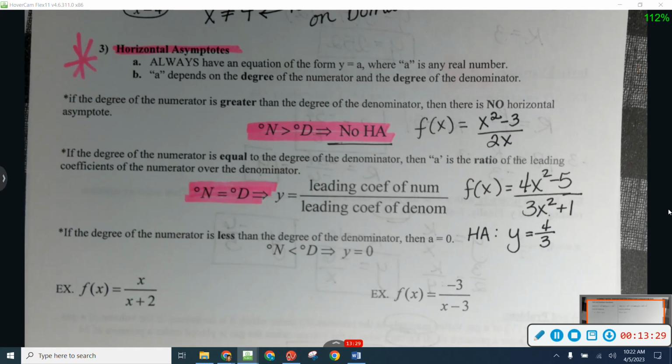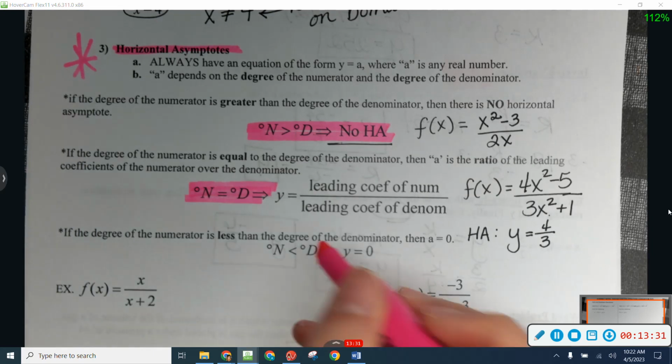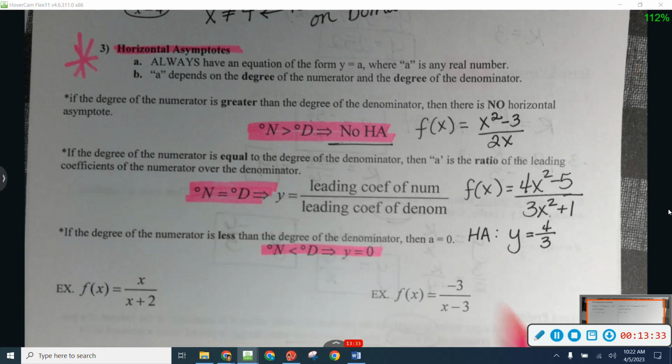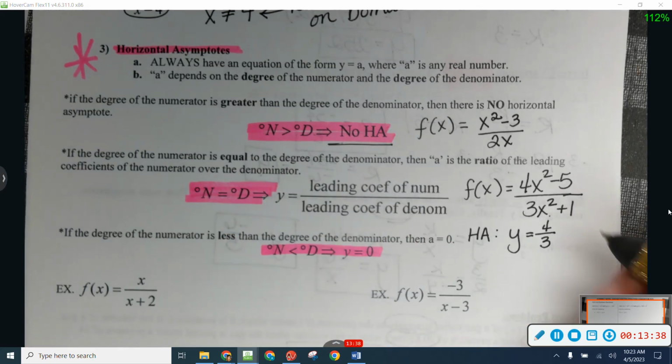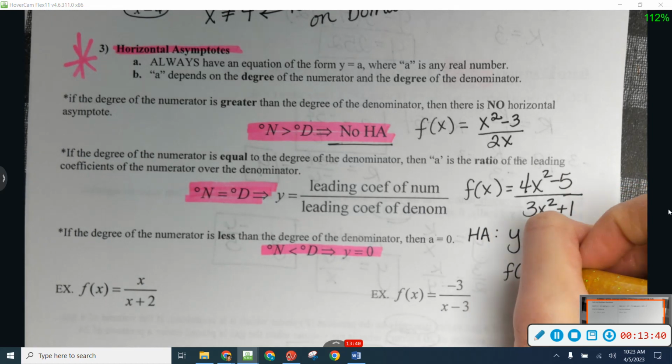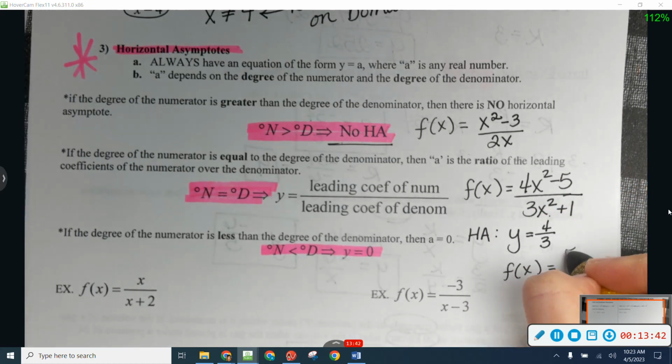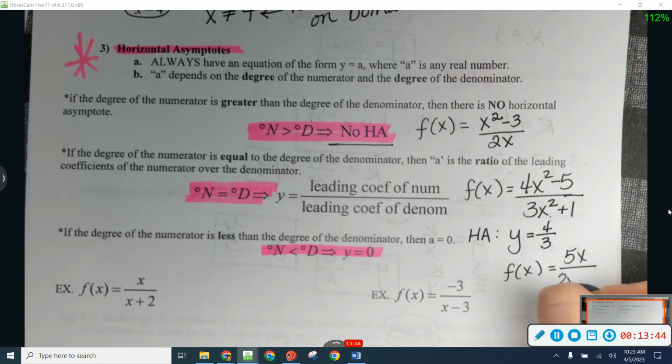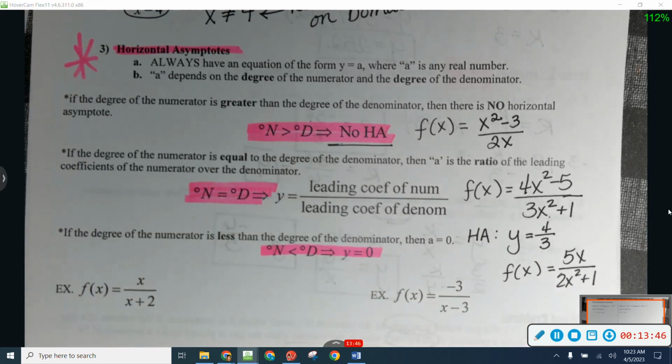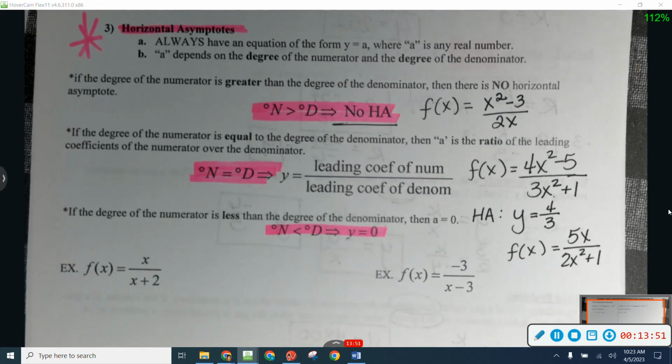Okay. Now the last one, if the degree of your numerator is less than the degree of your denominator, then it's just y equals 0, regardless of what the numbers are. If I have f of x equals 5x over 2x squared plus 1, my numerator is less than my denominator, so it's just y is equal to 0.